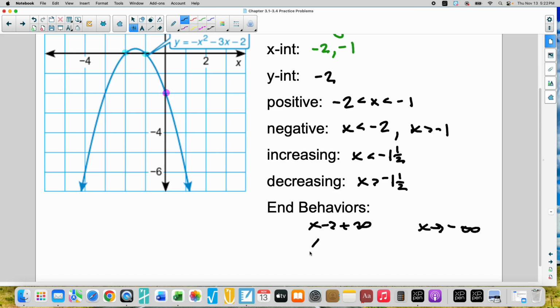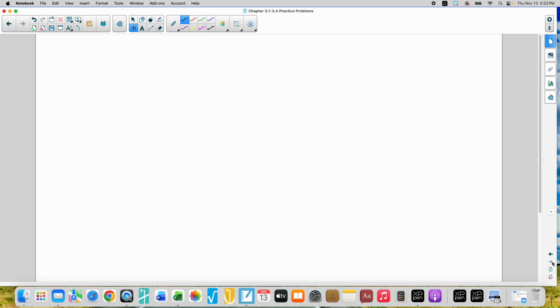My infinity signs are getting weak. So as I go to the right, I'm going down. As I'm going to the left, I'm also going down. Good? All right. That's it.